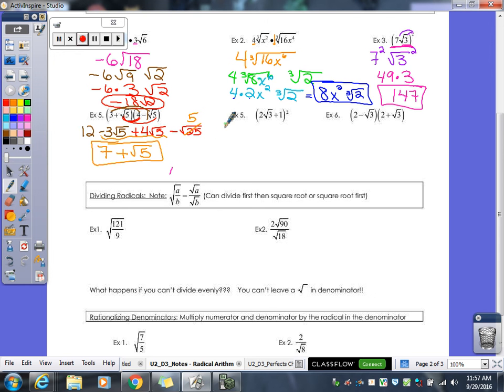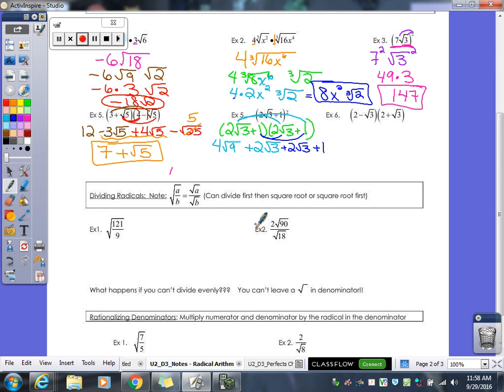For ones like number 5, a lot of you still keep messing this up, so you need to write it twice. So then you remember you need to distribute twice on this one. So we start with our 2 radical 3 times our 2 radical 3, which will give you 4 radical 9. And then 2 radical 3 times a 1 would give us a 2 radical 3. And then again, 1 times 2 radical 3. And then 1 times 1.